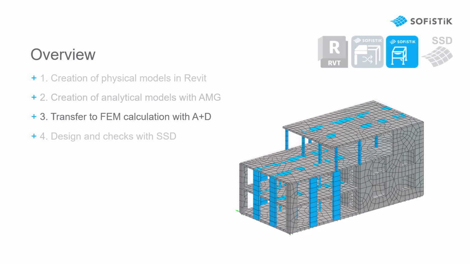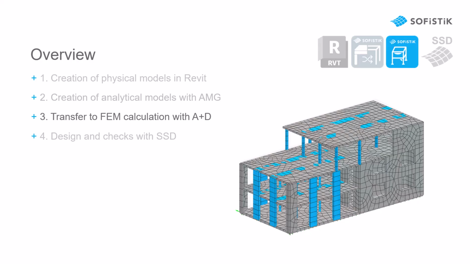The analytical model will be enriched with additional information required for finite element analysis. This step includes mapping Revit materials and loads to their SOFiSTiK counterparts, and positioning all components to ensure consistent identification from the BIM model to the FEM model.